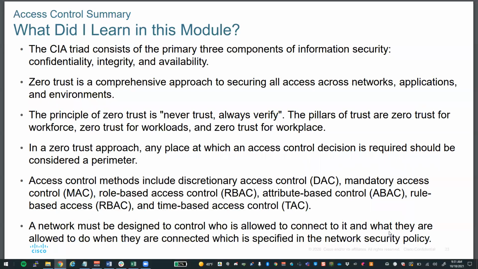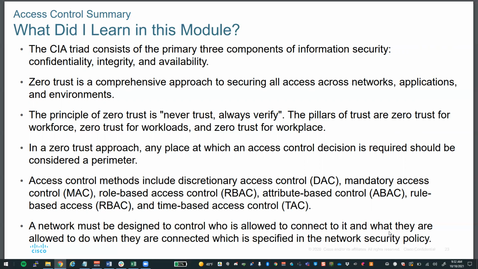So as a summary, the thing that you want to know about this module is the CIA triad. These are the three main components: confidentiality, integrity, and availability. You have zero trust, which is a comprehensive approach to securing everything on the network, including the network, applications, and the environments a student or a user uses. You have the principle of zero trust, which is never trust, always verify. The pillars are zero trust for the workforce, zero trust for workloads, and zero trust for the workplace.